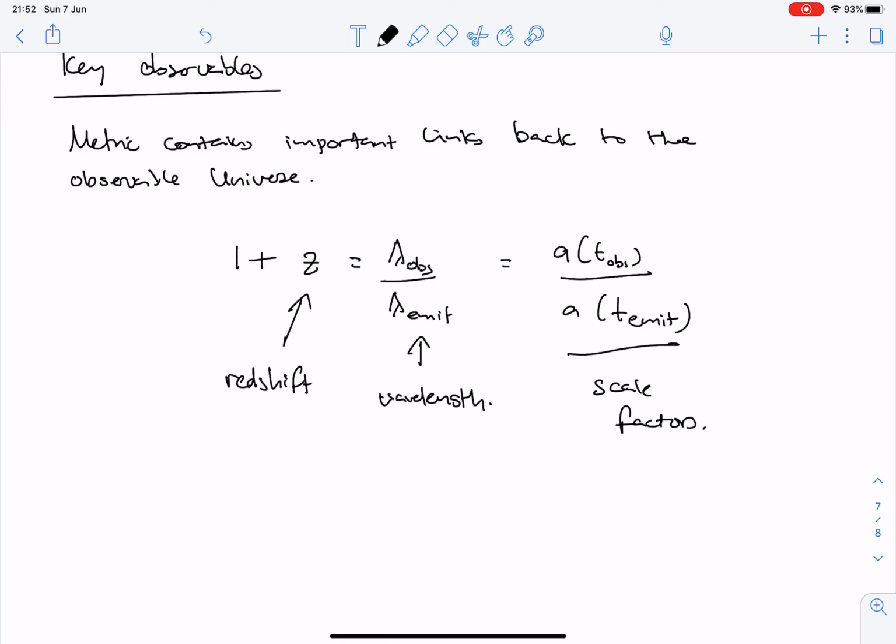So if the scale factor increases by a factor of 2, the wavelength of the photon increases by a factor of 2. So you actually get a measure of the expansion of the universe between the time the photon was emitted and the time it is received by measuring the redshift. That's rather neat.